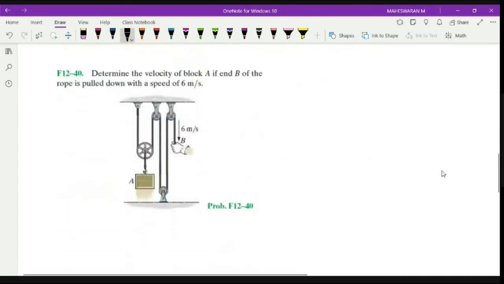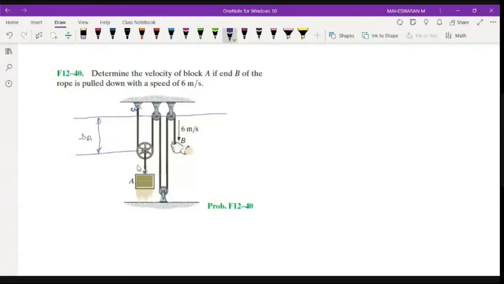So here is a problem. You have to determine the velocity of block A, if the end is applied a force with a velocity of 6 meters per second. So what I have to do is take a datum plane. I will draw a datum plane like this. This is my datum plane. This is a constant. Let me call this A, up to this. And from here to here, let me call this SA.